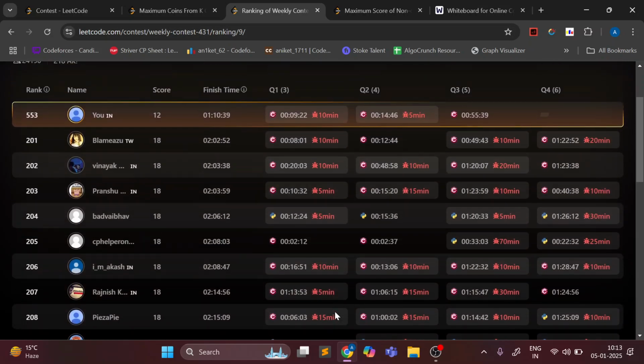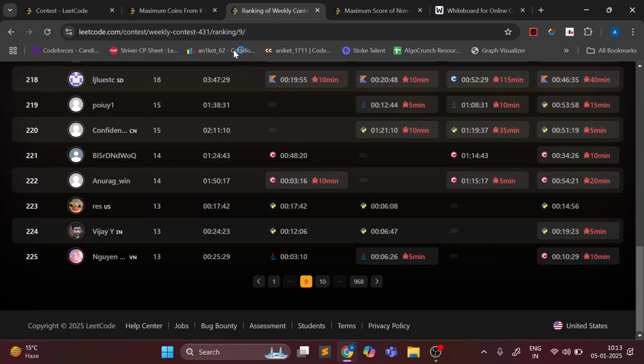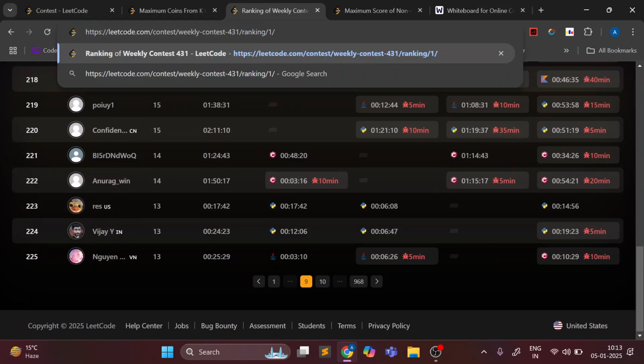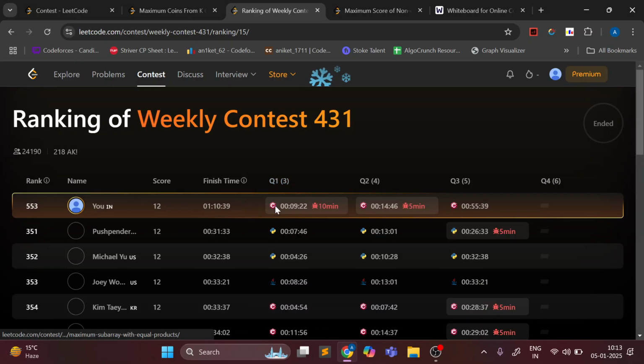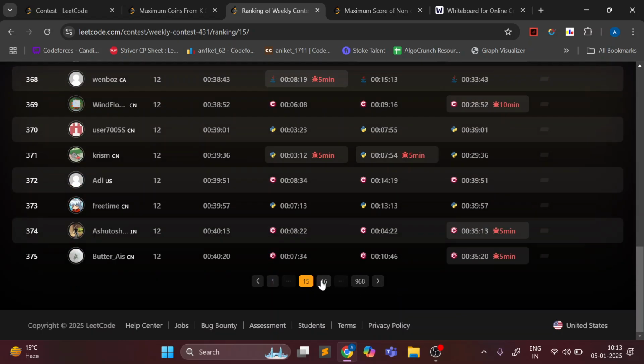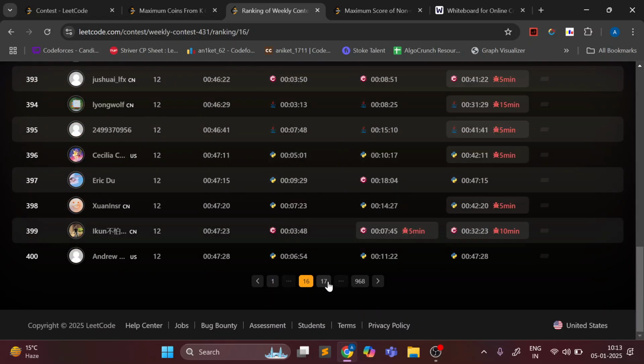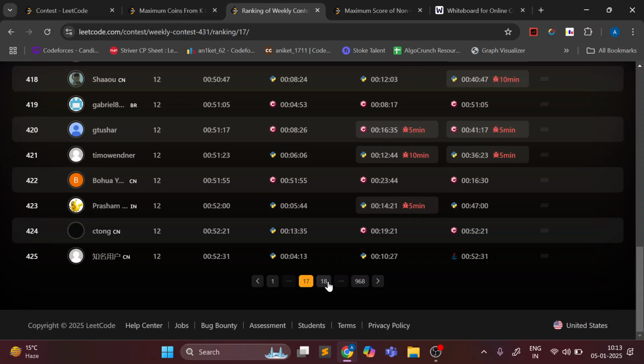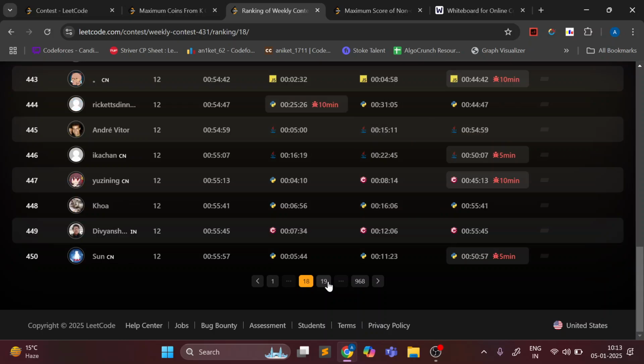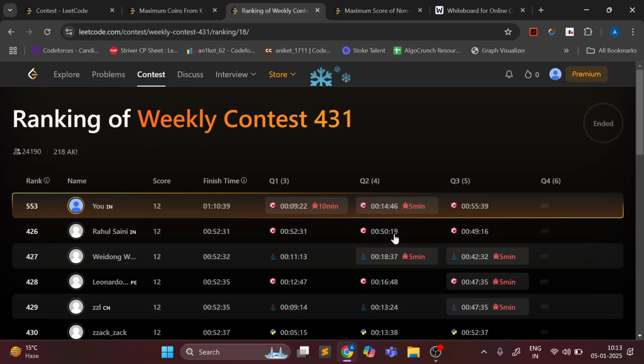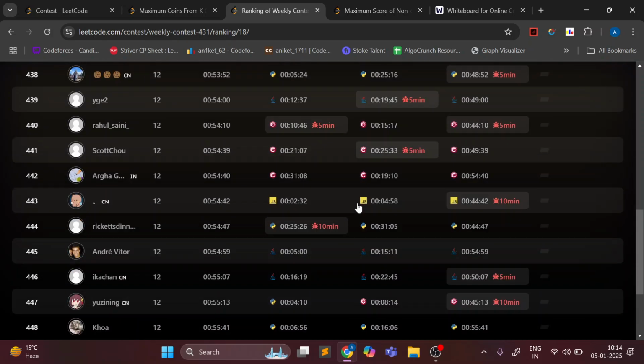Let me just check what my rank would be if I hadn't made these penalties. Not a lot of change, I would say. My rank would be 450 if there were no penalties.